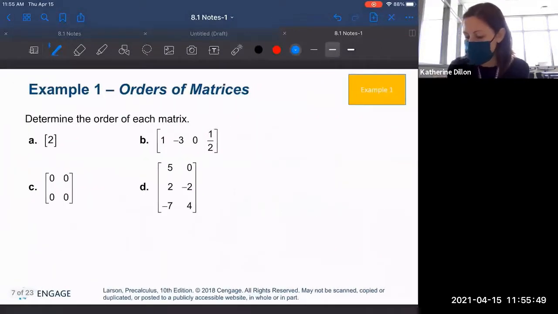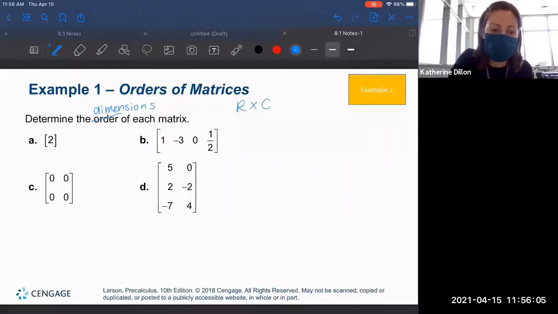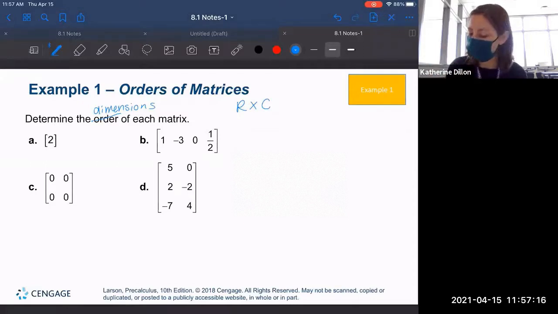Here we go. This should go on your example page. Determine the order of each matrix. So what that means, not just order, but dimensions. Write how many rows times how many columns for each one. I'll give you about a minute. Okay, I'm going to start talking through some of the answers. Just keep writing whatever you're writing.